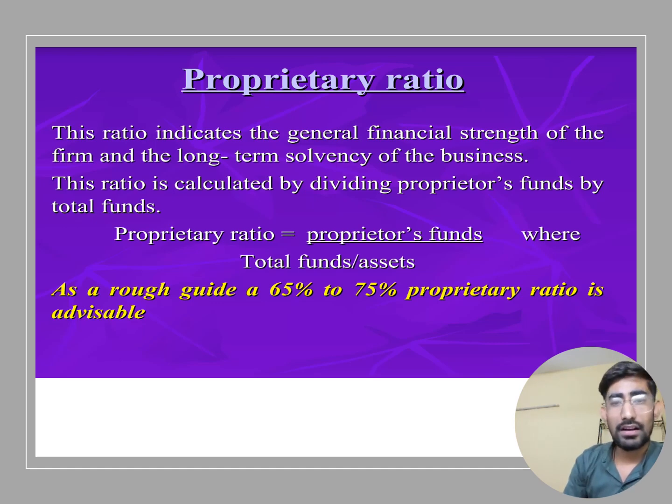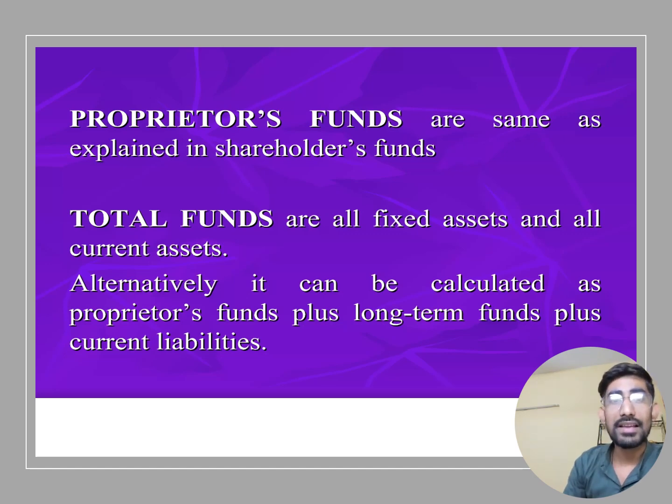Okay, so earlier we have discussed what is proprietary fund. So again, this is just similar as we have explained in the shareholders fund. Earlier I have told you that proprietary fund, shareholders fund, and net worth are the similar things, while the total funds means all the fixed assets including the current assets. Alternatively, it can be calculated as proprietary fund plus long-term fund plus current liability. So don't choose that way. All the fixed assets and current assets, just add all those things, that comes up to your total fund. Okay, so it is very easy. The proprietary ratio is equal to proprietary fund divided by total fund.